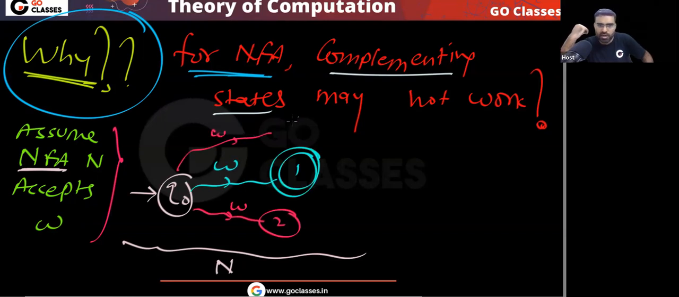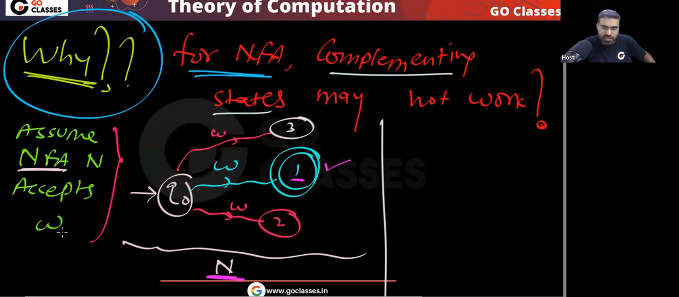Agree? Do you agree with me? Okay, which is a non-final. Is this point clear? Now, if you complement the states, then will W be accepted or not? In this situation, if I complement the states, W is already accepted by N. You can notice W is already accepted by N. So this NFA is accepting W.